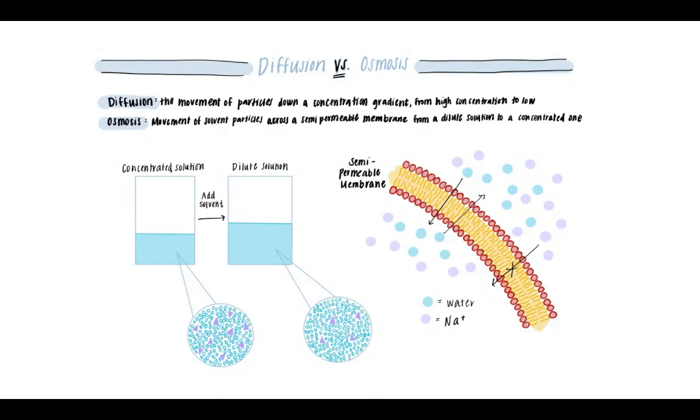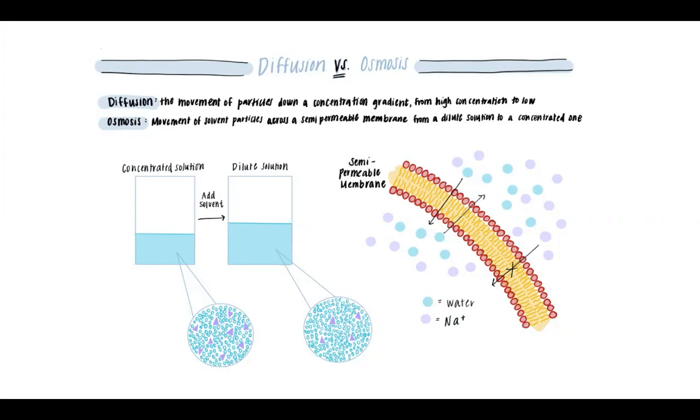So the definition for diffusion is the net movement of anything from a region of higher concentration to a region of lower concentration. And osmosis, on the other hand, is a process by which molecules of a solvent tend to pass through a semi-permeable membrane from a less concentrated solution into a more concentrated solution, thus equalizing the concentrations on each side of the membrane.